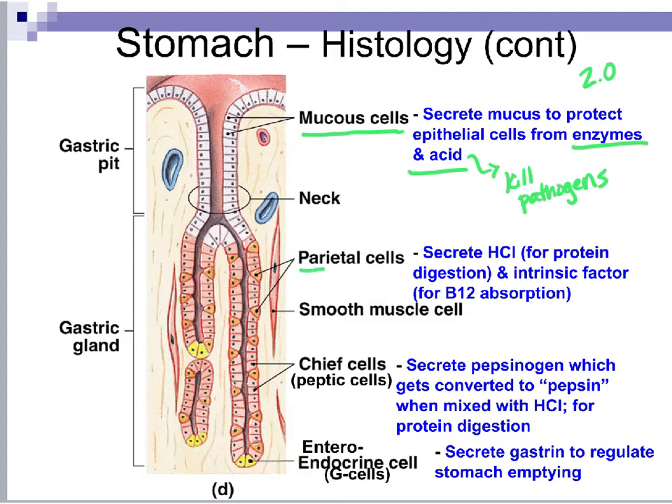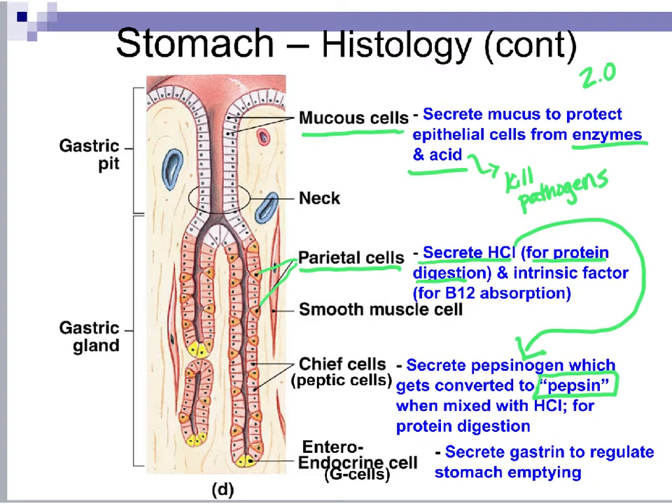The parietal cells are cells that are located down in the gastric glands, and that's these cells right here. They're going to secrete hydrochloric acid. And that hydrochloric acid, yes, is going to assist with protein digestion, but it doesn't do that on its own. That hydrochloric acid is necessary to convert an enzyme called pepsinogen into its much more active form called pepsin. So when pepsinogen is mixed with hydrochloric acid, then it becomes this really powerful enzyme called pepsin. So that's how the hydrochloric acid is used for protein digestion.